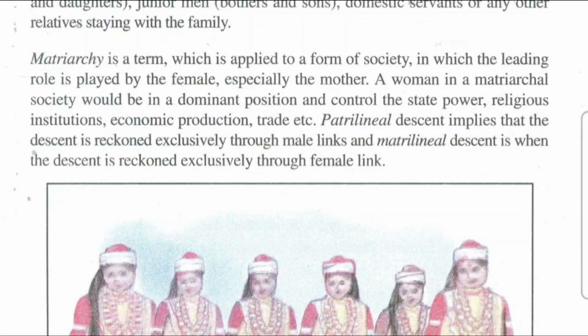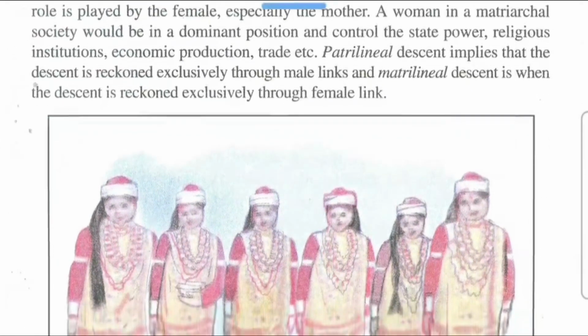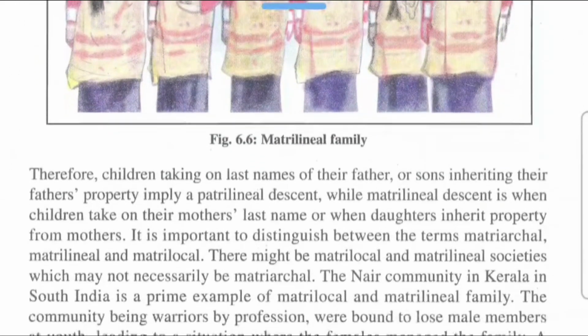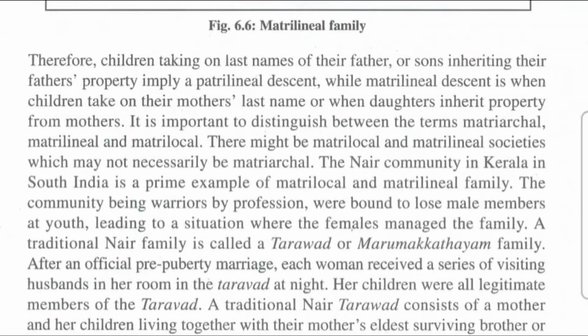Patrilineal descent implies that the descent is reckoned exclusively through male links, and matrilineal descent is when the descent is reckoned exclusively through female links. Fig. 6.6 Matrilineal family. Therefore, children taking on last names of their father or sons inheriting their father's property imply a patrilineal descent, while matrilineal descent is when children take on their mother's last name or when daughters inherit property from mothers.